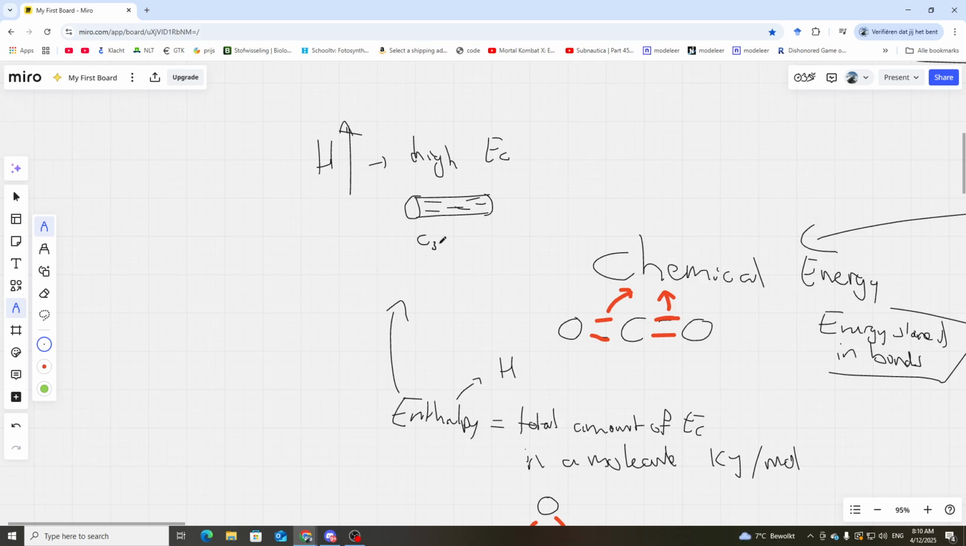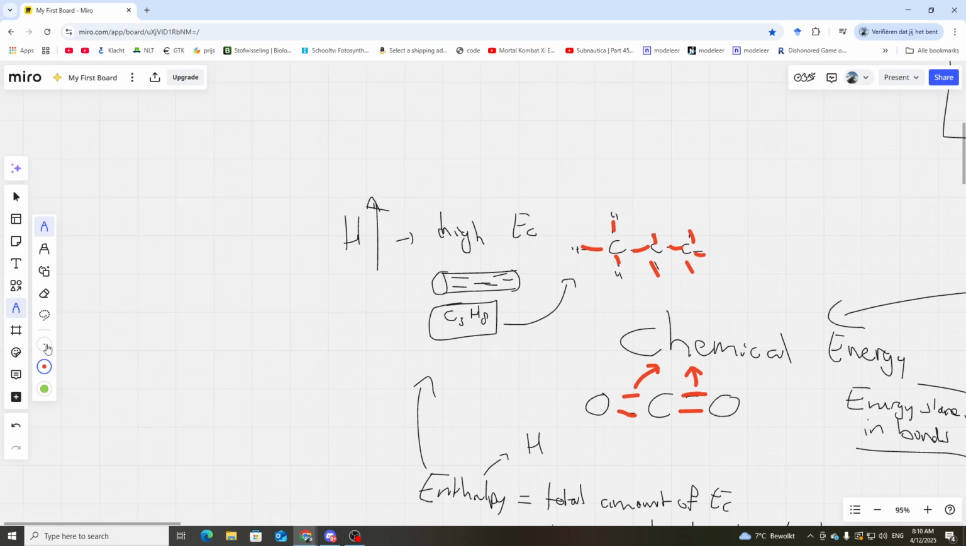Same with hydrocarbons. If we have C3H8, for example, this bad boy has a lot of chemical energy within it, because if we draw it out, we see that it looks a bit like this. Well, not a bit, it does look like that. H is all around here that I'm not going to draw. And we see that there's now a lot of different bonds. And if we remember the definition of enthalpy, that means the total amount of chemical energy. And this bad boy has quite a lot. Yeah? So high enthalpy means a high amount of chemical energy.